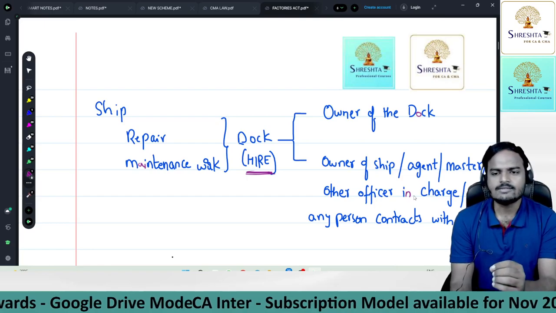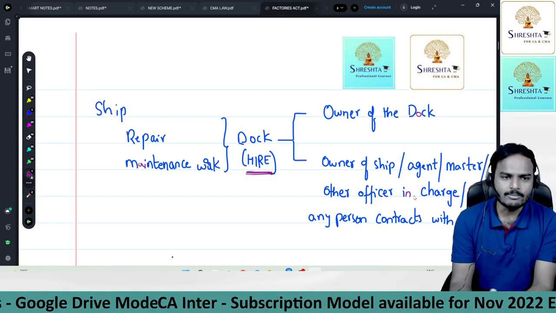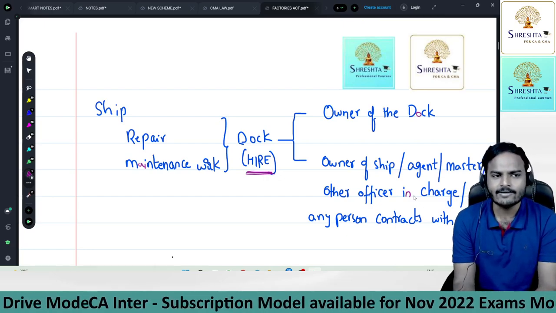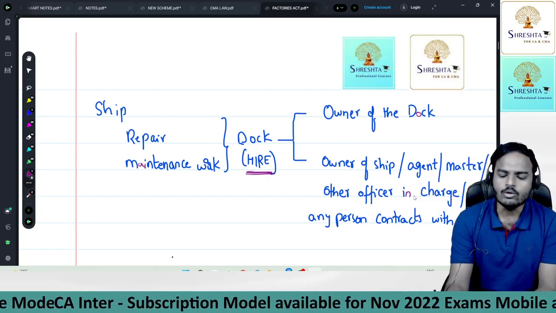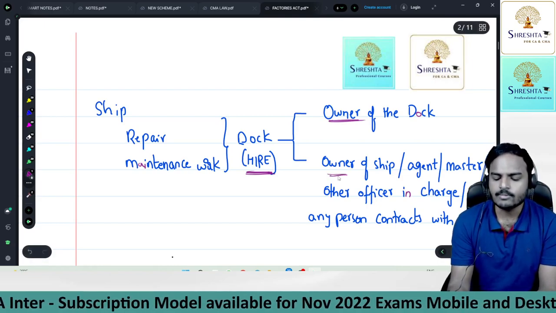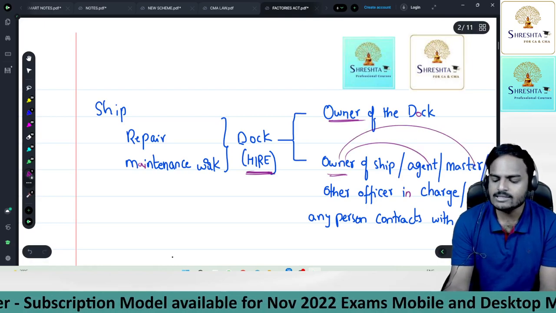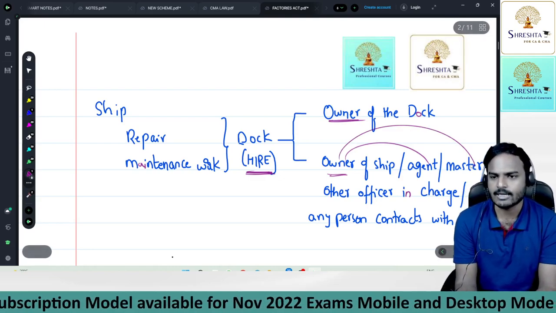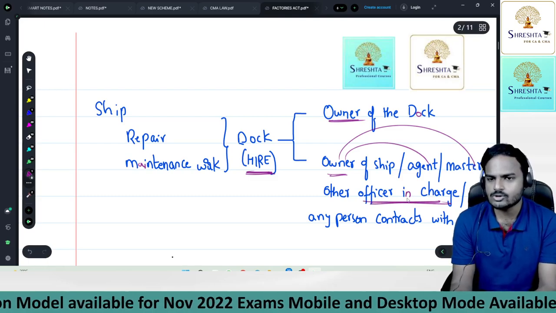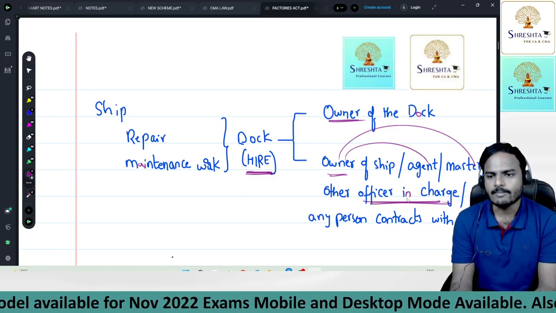So just for your understanding I told you, but coming to this case, a ship is sent for repair or some maintenance work is carried on the ship. Now the owner of the dock shall be the occupier, or the owner of the ship, or the owner's agent, or the master of the ship, captain, or any other officer in charge. So whoever is in charge of the ship shall be treated as the employer.